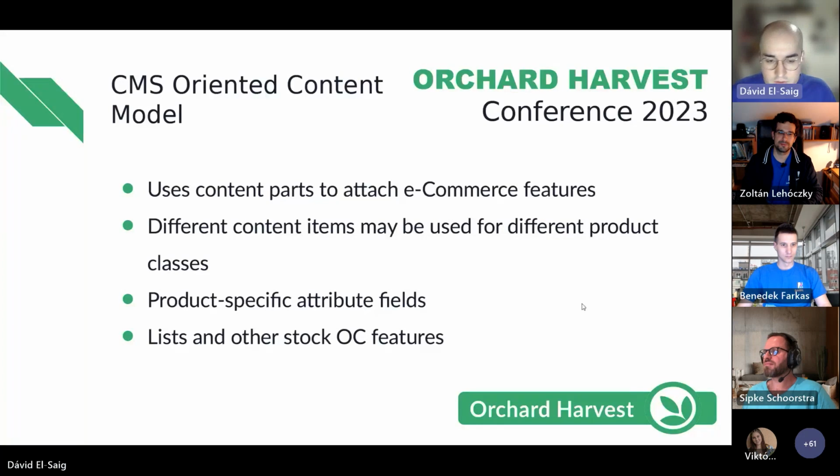And there are also some product-specific attribute fields in OCC, which represent input fields where the user can specify additional data regarding their order. And since it's so CMS oriented, this means that we can still use the regular Orchard Core features such as lists to manage these content types and content items.